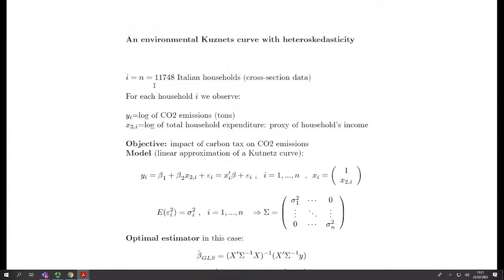Imagine that I have a cross-section of data. I have 11,748 Italian households. So I have cross-section data, and i is an index which runs over households, so individuals. For each household I observe the following quantity: the log of per capita CO2 emissions in tons of the household. Those are real data.